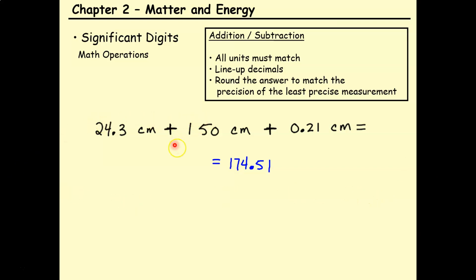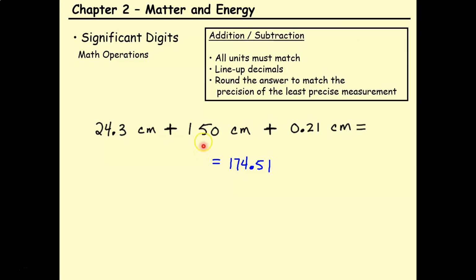The answer is the middle one. It doesn't have any decimal points at all. In fact, that 0 is not a significant digit. So the precision of this number starts in the tens column. This one is in the tenths. This one is in the hundredths. But this precision is in the tens column, which means that that 5 was an estimate.